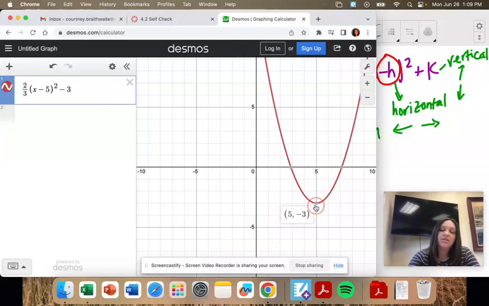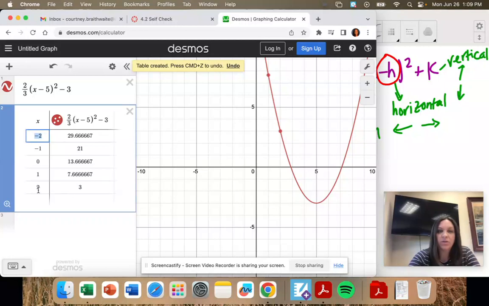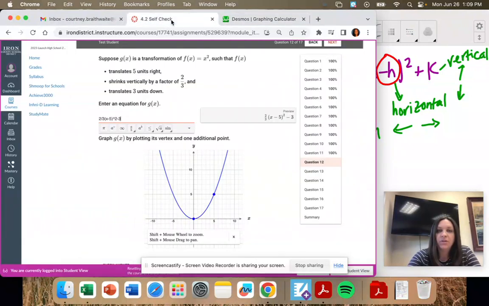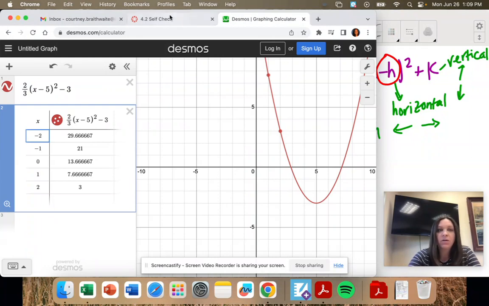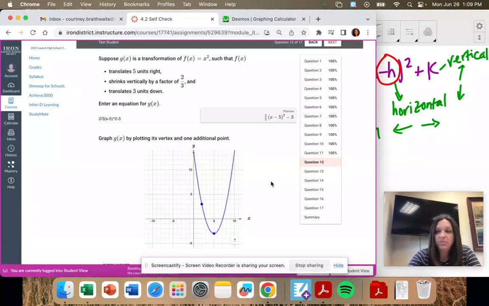I'm going to get one more point for our graph. So I know our vertex is here, 5, negative 3. I want one more point, so I'm going to go to the table. Oh, there's one. 2, 3. Okay, so vertex is at 5, negative 3, and then 2, 3 is another point, according to Desmos. Okay, so it's skinnier because of the 2/3, and then we moved it.